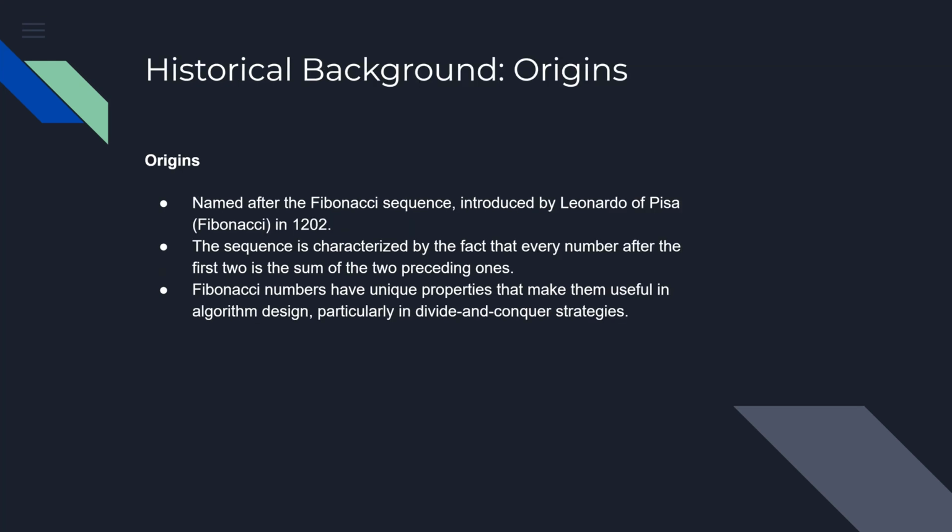Cool. So let's go over the historical background, and we can start at the origins. The Fibonacci search is named after the Fibonacci sequence, and it was introduced by Leonardo of Pisa, Fibonacci, in 1202. The sequence is characterized by the fact that every number after the first two is the sum of the two preceding ones. And the Fibonacci numbers have unique properties that make them useful in algorithm design, particularly in divide and conquer strategies.